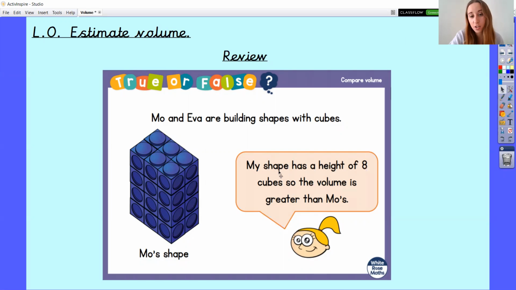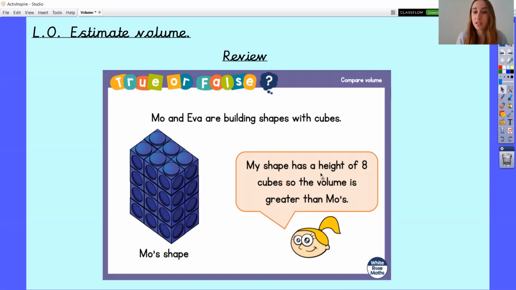Eva said, my shape has a height of 8 cubes, so the volume is greater than Mo's. So I'm looking at Mo's shape here, looking at the fact it's got 4 cubes high. She's saying that her shape is 8 cubes high, so it must have a greater volume than Mo's.